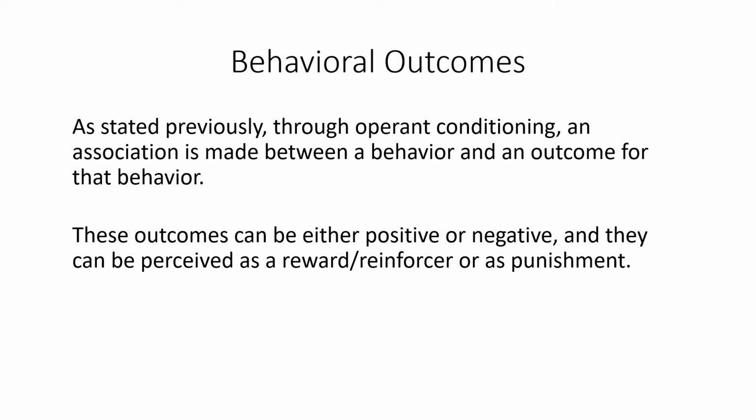As stated previously, through operant conditioning, an association is made between a behavior and an outcome for that behavior. These outcomes can be positive or negative, and they can be perceived as a reward or reinforcer, or as punishment. Think of when you were a child, when you touched the cookie jar and your parents told you not to touch the cookie jar until after dinner, and later on when you ate all your vegetables and you got that cookie, that's your reward, your positive reinforcer.